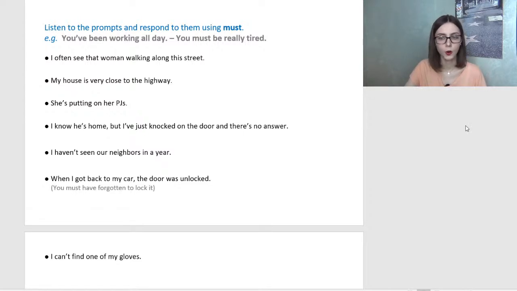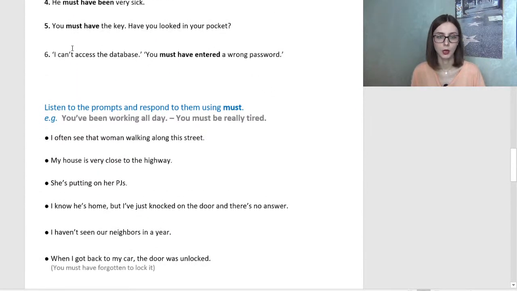So we have a question why you say must have and not must in sentence 6. Let's go back. I will answer this question. So you must have entered the wrong password. So you need to say must have entered, because if you speak about the past, there is the construction. We make an assumption about the past and we say must have happened. Something must have happened. Just remember this thing and that's it.